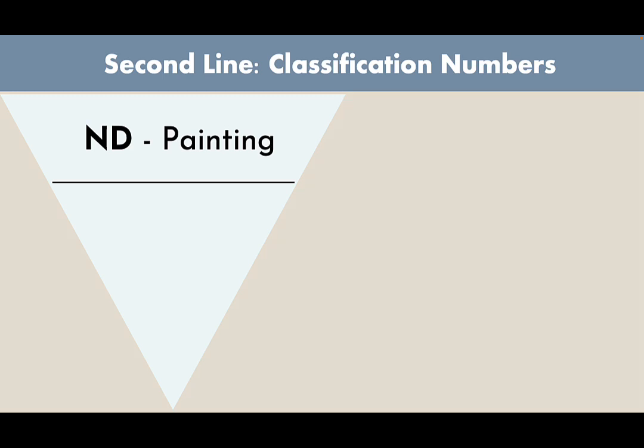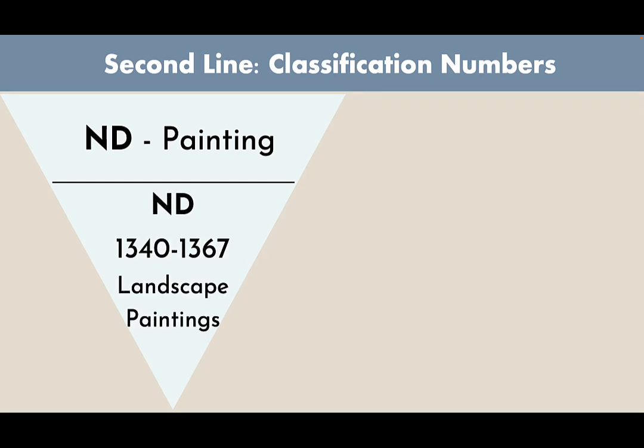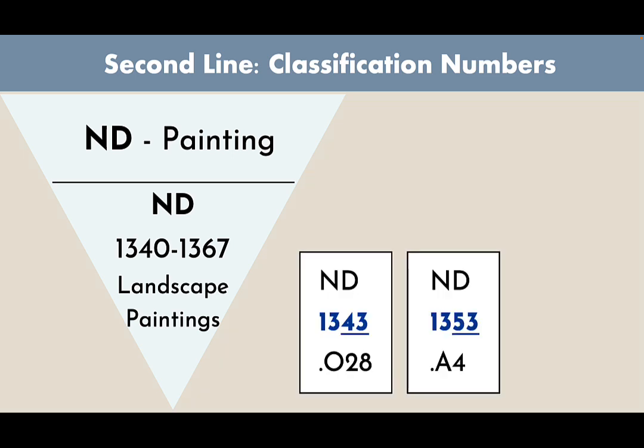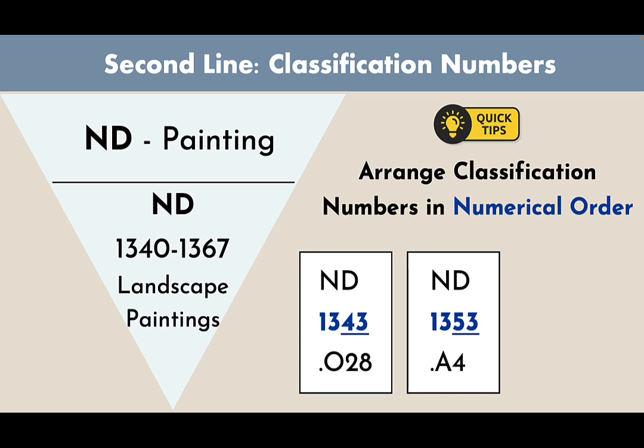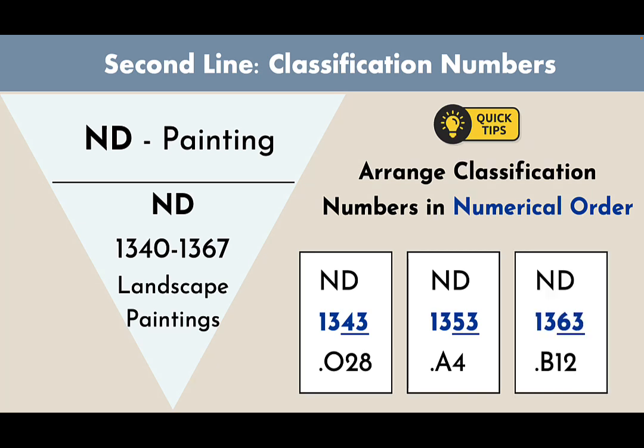The second line is made up of numbers, which is used to refine the subject even further. For example, in the call number ND for paintings, numbers 1340 through 1367, you will find books on landscape paintings. Remember, we read a call number line by line. If the first line of classification letters are the same, move on to the second line. Here's a quick tip. Arrange the second line of numbers in numerical order. In this example, 1353 is less than 1363, so it goes before that call number.